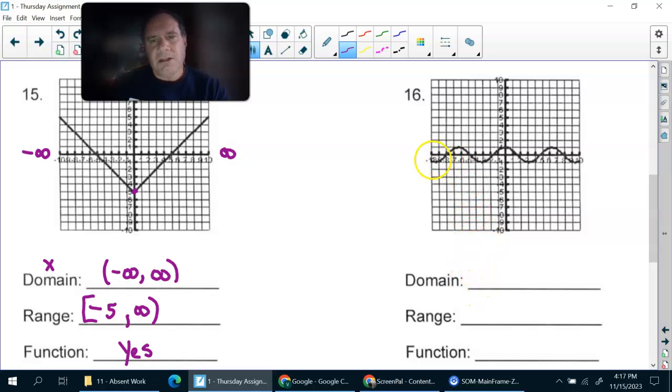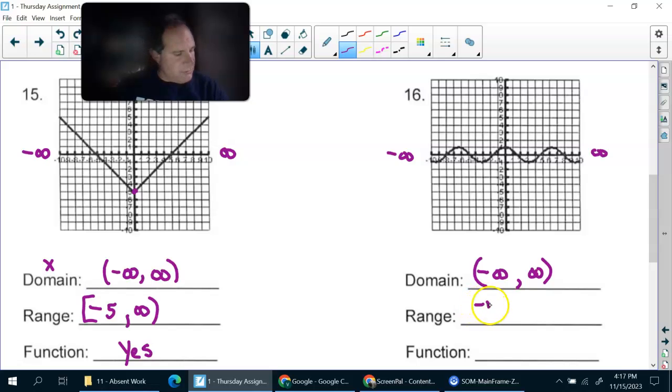Here's the domain. The leftmost part of this graph continues on forever. So we're going to talk about negative infinity. The rightmost part of this graph goes on forever. You're going to talk about positive infinity. The range, you're talking about the lowest part of the graph. The lowest part of the graph, by the way, this is -1. That right there is the lowest part of the graph. That is -1. So we're going to put -1, and it reaches -1.